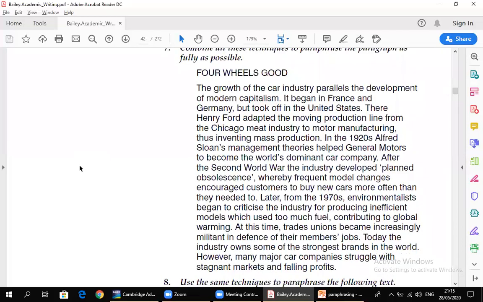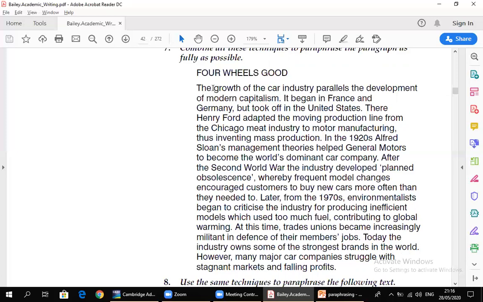Okay, so we have this passage, and we just need to practice what we had about paraphrasing. So we need to apply the three features, which are changing vocabulary, changing word class, and changing word order. Okay? Let's have a look at this. The growth of the car industry parallels the development of modern capitalism. Maybe we can say the expansion of contemporary capitalism matches the rise of the automobile industry.